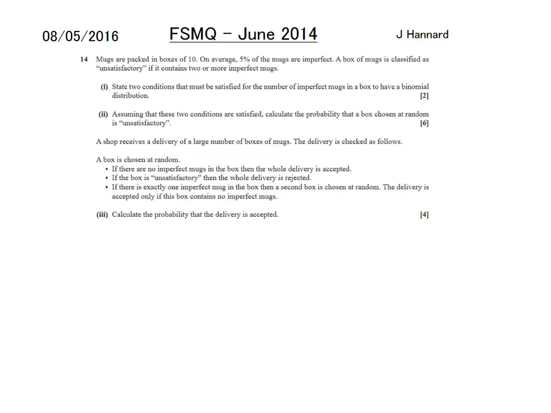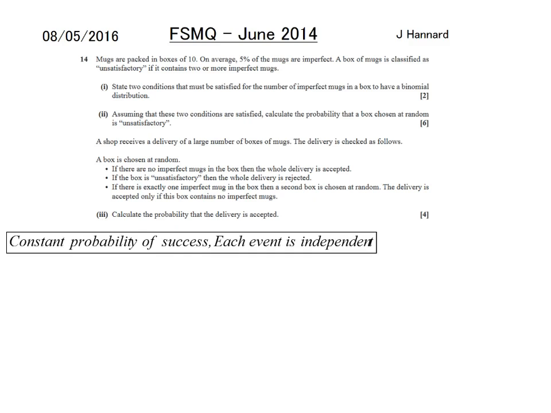Question 14 then. Mugs are packed in boxes of 10. On average, 5% of the mugs are imperfect. A box of mugs is classified as unsatisfactory if it contains 2 or more imperfect mugs. State 2 conditions that must be satisfied for the number of imperfect mugs in a box to have a binomial distribution. Well, if you watched the lesson on it, I went through points that you must learn and what makes it a binomial. Basically, it's a constant probability of success and each event is independent of each other.